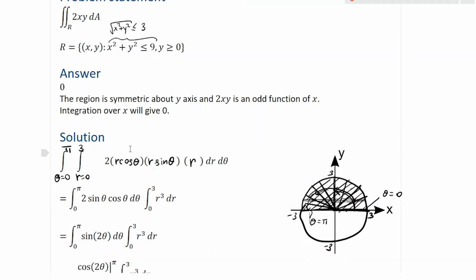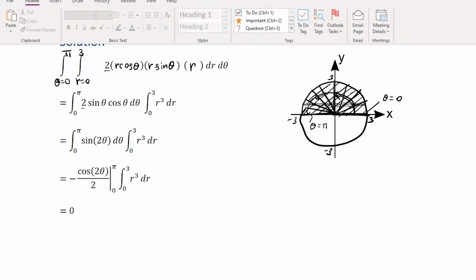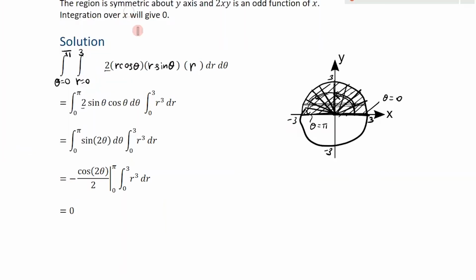Then the rest is just integration as usual. Here I split the integral into 2. I have 0 to pi. Usually I pull out the constants, but in this case I kept it here. Then everything that has to do with r is in the second integral, which would be this, this, this, and this. There are 3 r's, so this gives us r cubed.